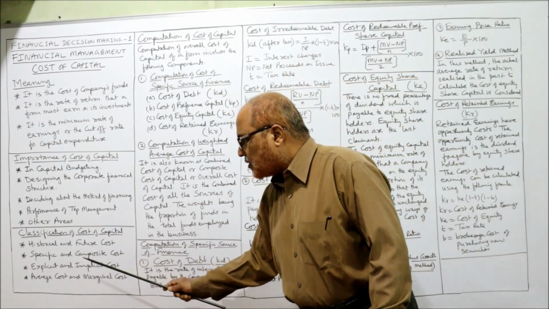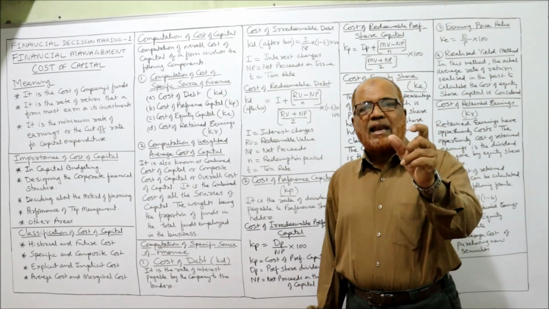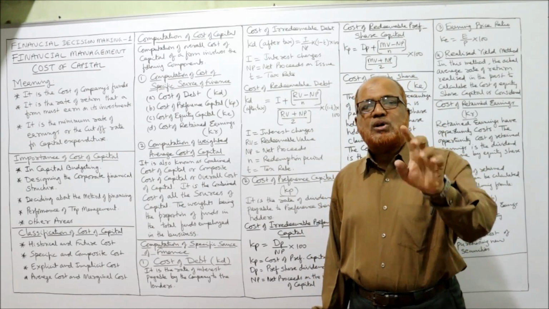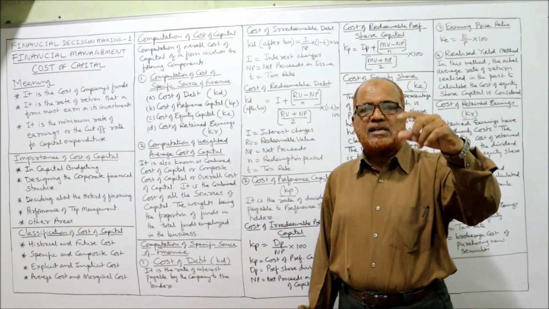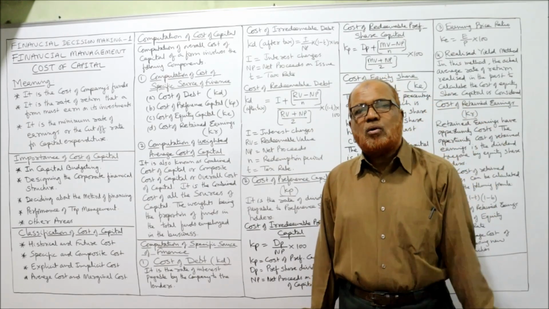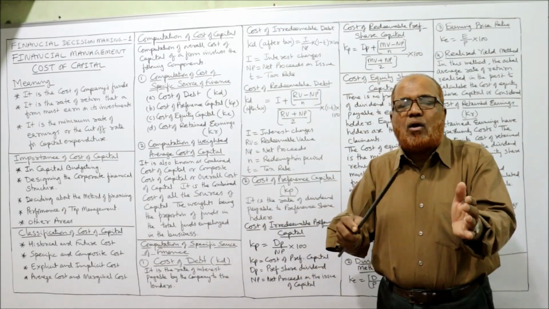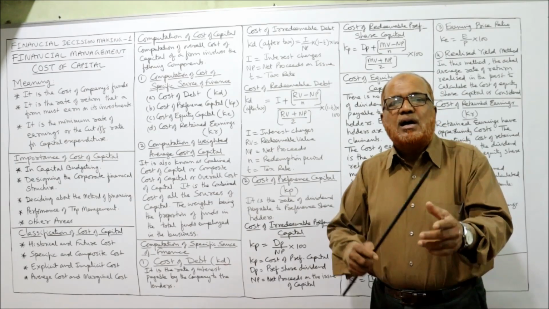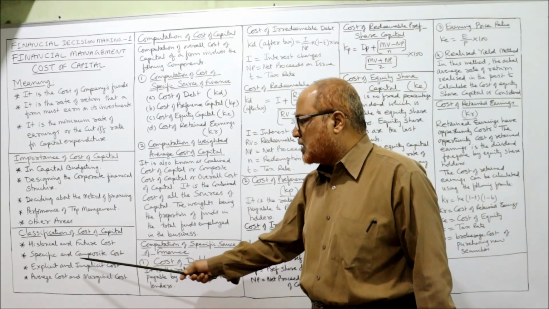Next comes specific and composite cost. Specific cost of capital means calculating the cost of each source of funds. Calculating the cost of equity, calculating the cost of preference, calculating the cost of debenture. These are called specific cost. And the composite cost means combining all the individual sources and finding out the average cost. That is called composite cost.